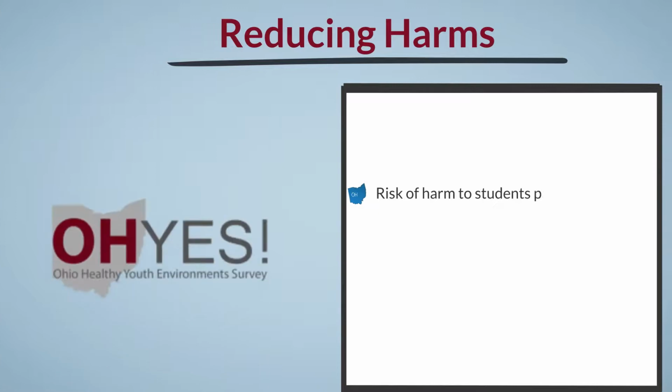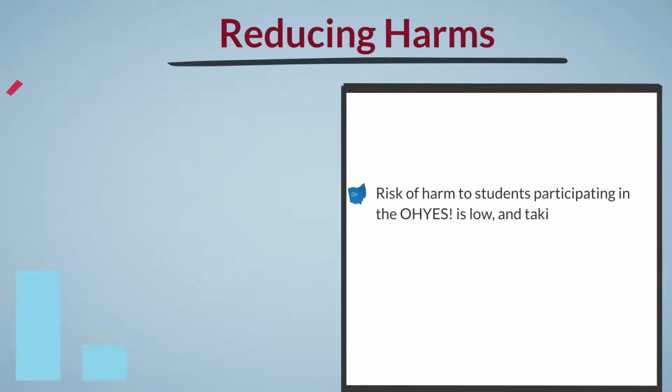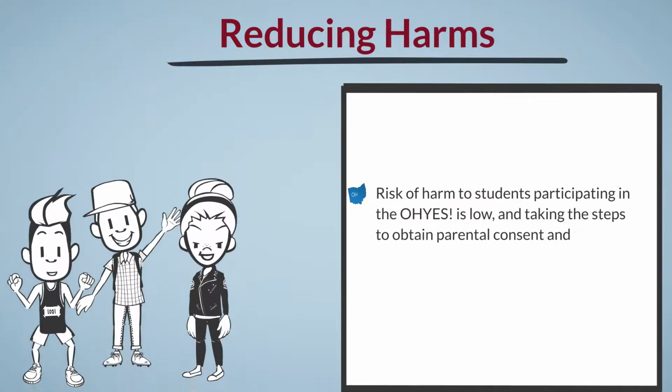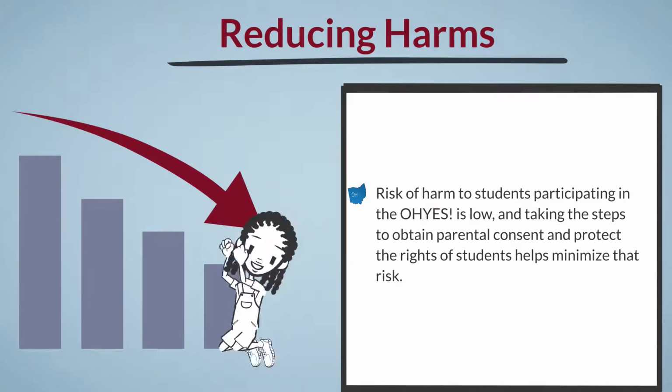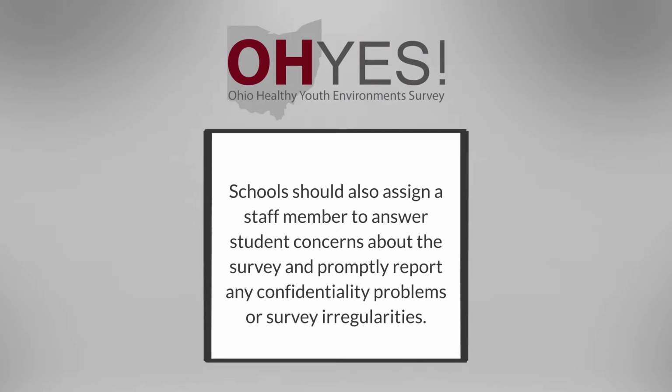Risk of harm to students participating in the OHYES is low, and taking the steps to obtain parental consent and protect the rights of students helps minimize that risk. Schools should also assign a staff member to answer student concerns about the survey and promptly report any confidentiality problems or survey irregularities.